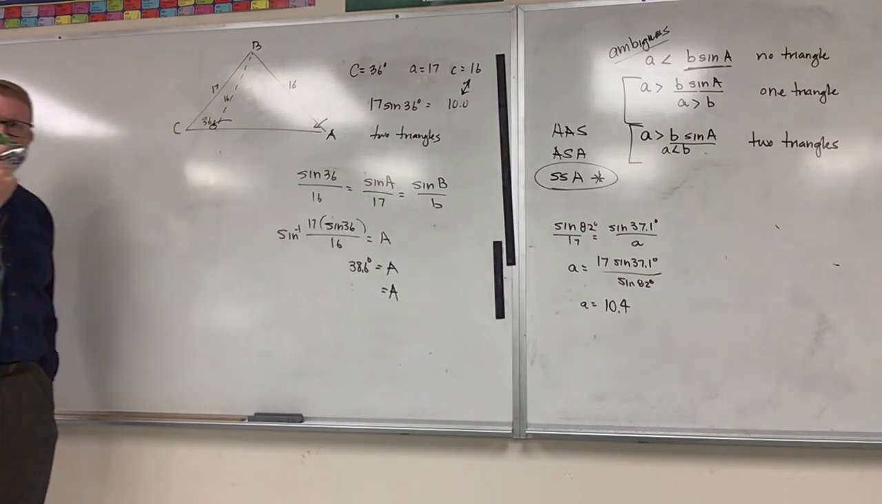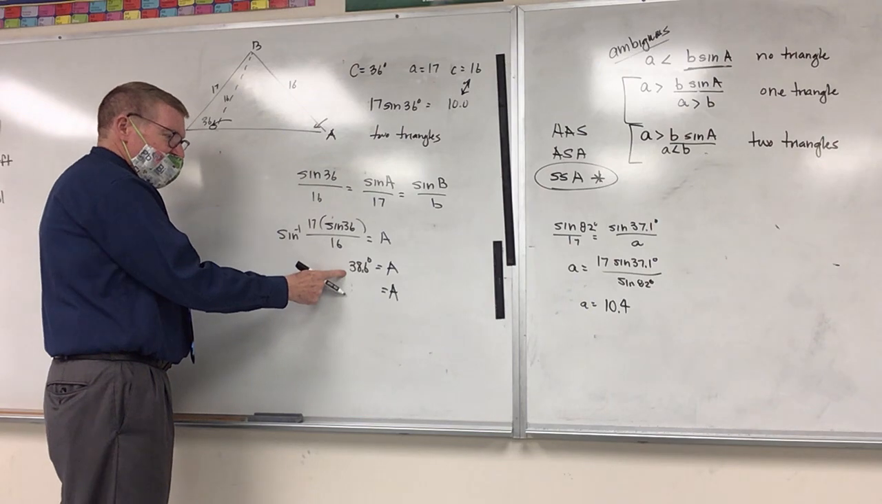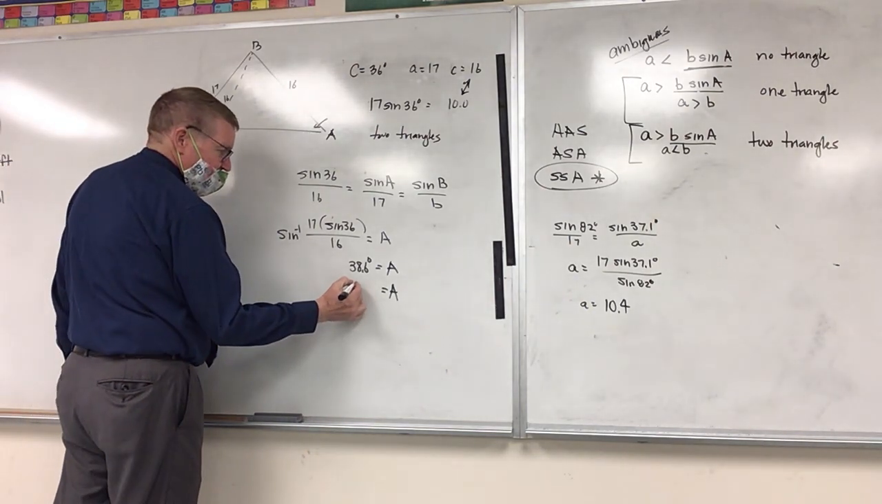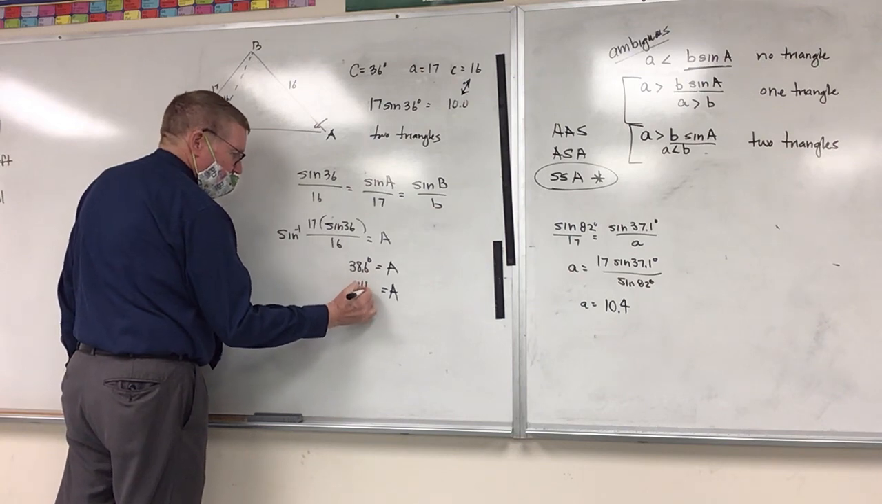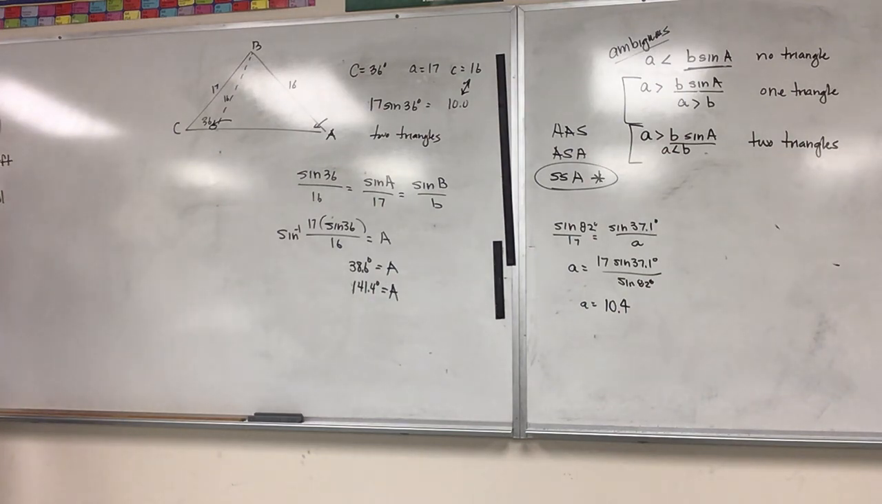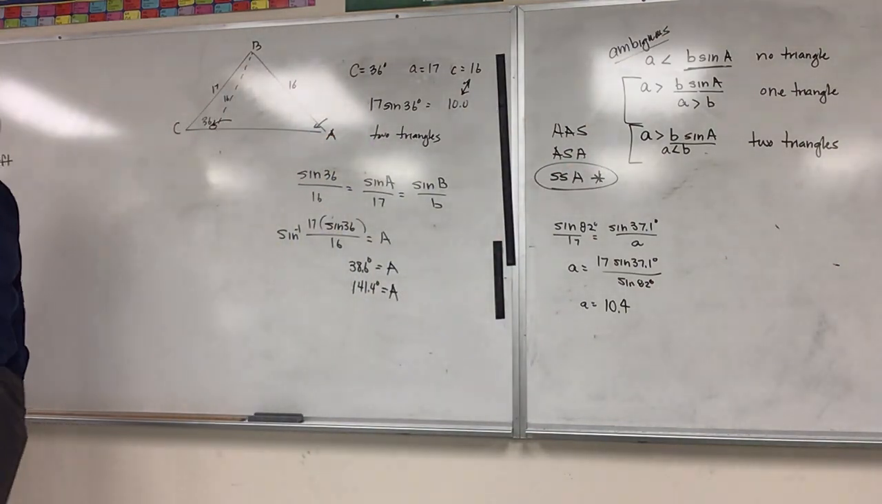So to find the second value that A could be, I'm going to take the angle that they gave me and subtract from 180. 180 minus 38.6 would be 141.4 degrees. And the reason you have two triangles is because of our identity.